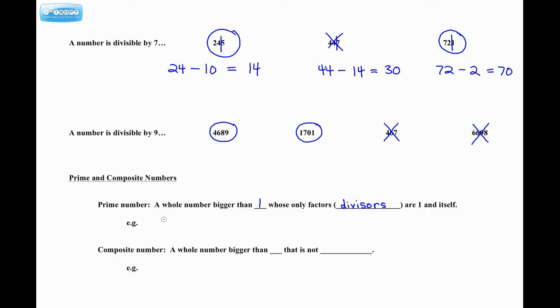So for example, 2 is prime, 3 is prime, 5, 7, 11, 13, and so on. Okay, if you look at all of these numbers, the only factors they have, okay, are 1 and themselves. A composite number, well, it's a whole number bigger than 1 that is not prime, meaning that it has factors other than 1 and itself.